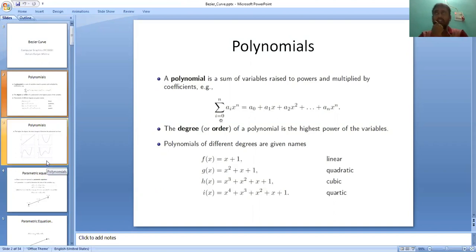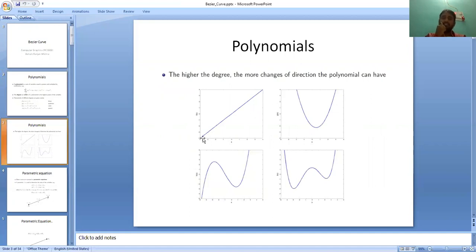Now, one more property the polynomial exhibits: the higher the degree of the polynomial, the more changes of direction the polynomial has. When we say this is a straight line, this is the equation of a linear curve. In this linear curve, you can see that there is no change in direction. This is the quadratic polynomial. You can see that there is one change in direction. First it is negatively sloped, and after that it is positively sloped.